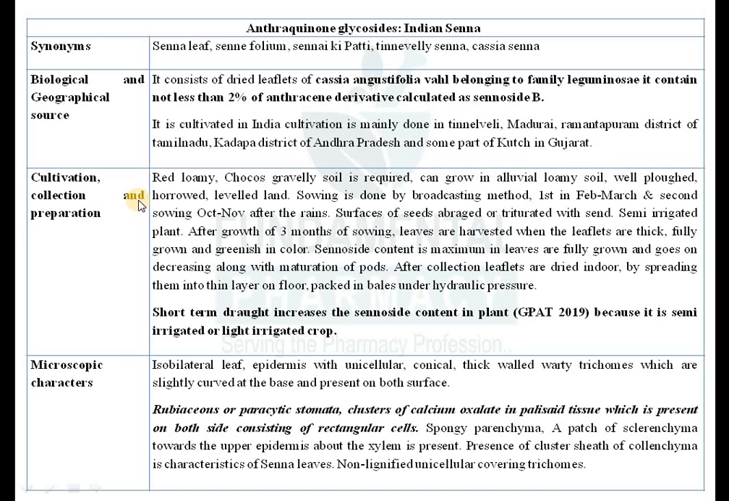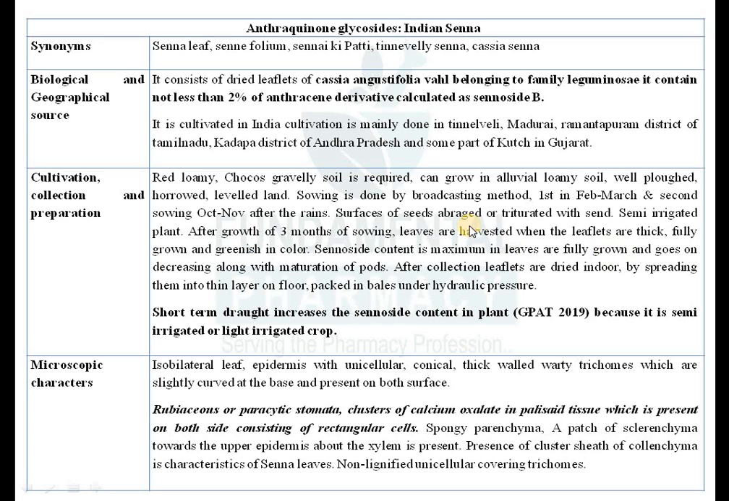So in the cultivation and collection, what is important? What type of soil is required for the growing of this senna? Red loamy, chaco's gravelly soil is required. Red loamy means लाल माती, लाल जमीन लगती है. Okay, chaco's gravelly, and it can also grow in alluvial loamy soil.